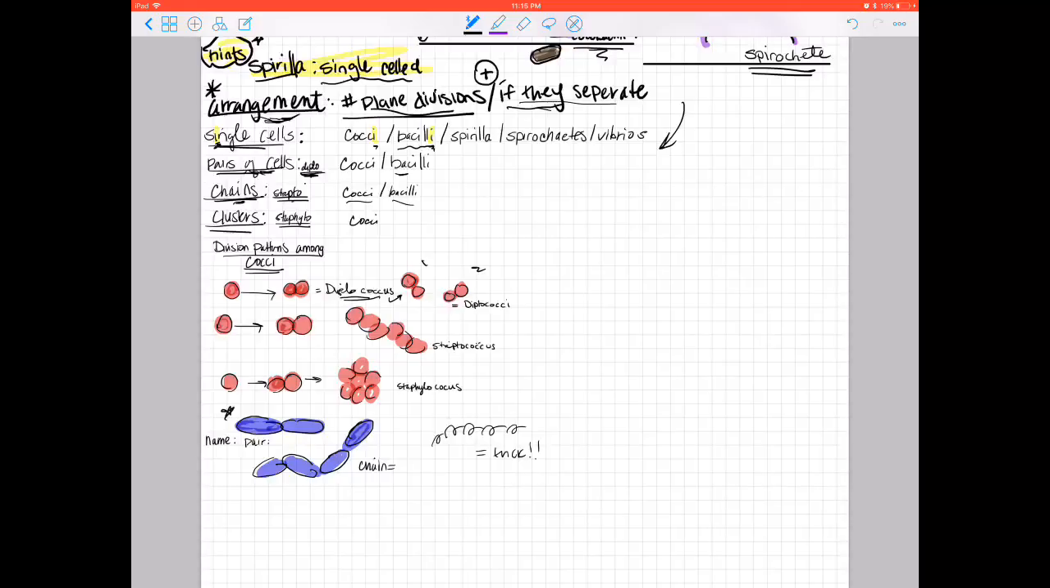And then lastly, we have clusters, right? Staphylo, okay? So same thing here in terms of giving you a trick. You have staphylo, which is basically cluster. It's a cluster right here, and they will appear grape-like. And you see the only morphology here I have is the cocci. So you're not going to see bacilli, staphylobacilli. That is not something that you're going to see.